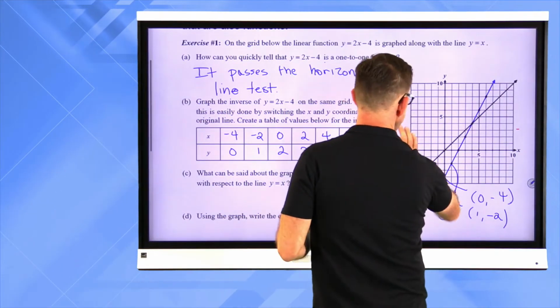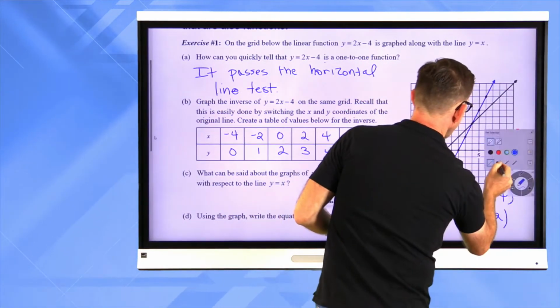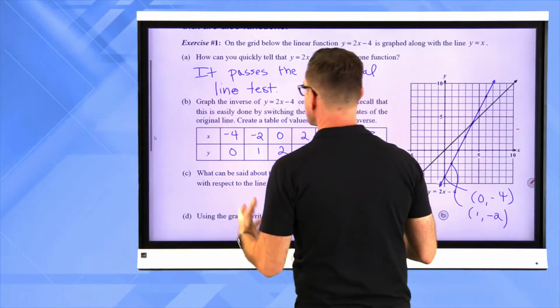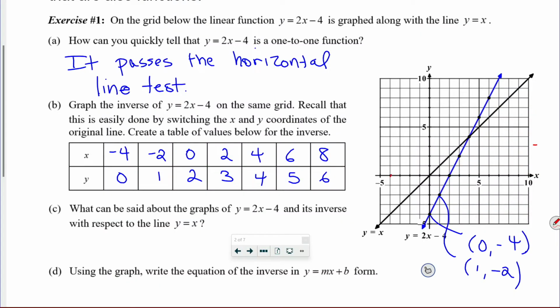Let me erase these really quick. Maybe I'll go in red so that we can have a really nice difference. So I've got negative 4, 0. I've got negative 2, 1. 0, 2. 2, 3. 4, 4. 6, 5, and 8, 6.